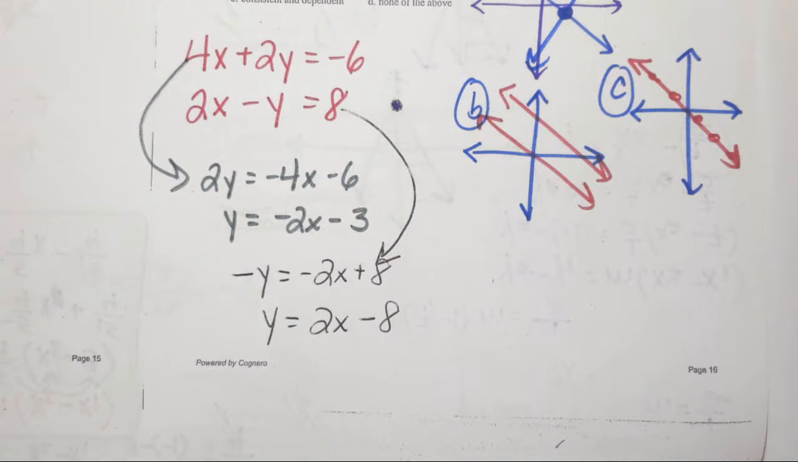But they have different slopes. They don't have the same slopes unless I made a sign error, which is highly possible this morning. I think you made something. 2y equals negative 4x minus 6, divided by 2: negative 2x minus 3. Then 2x minus 8 divided by negative 1, change all my signs. Wouldn't that be another negative 2 at the bottom? y equals 2x minus 8. I think I made one.